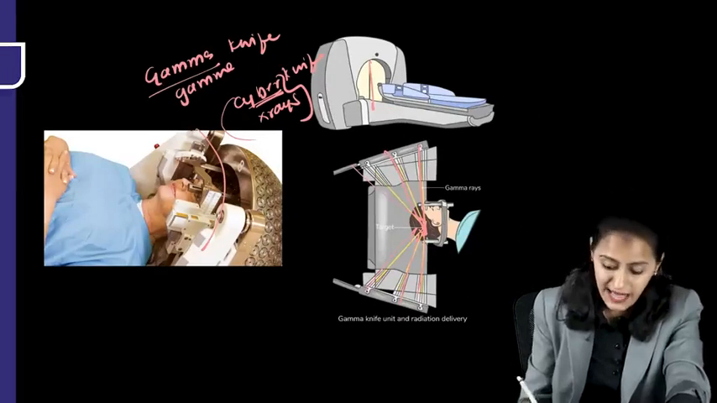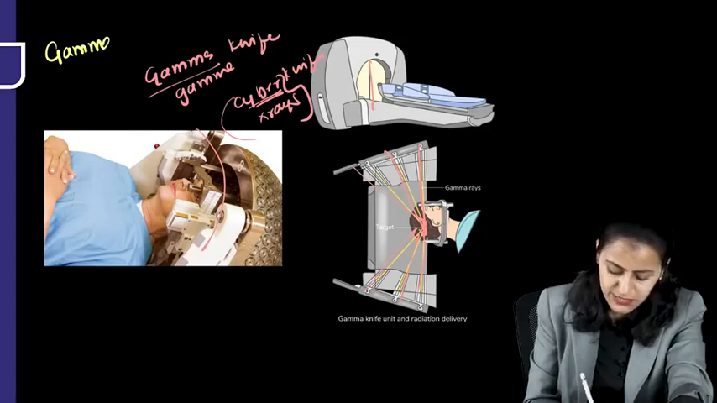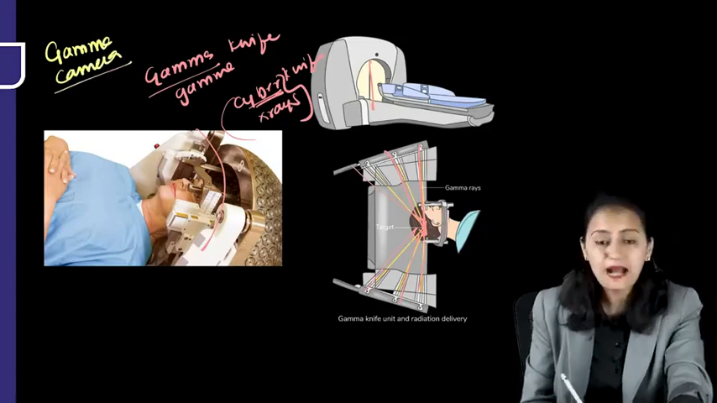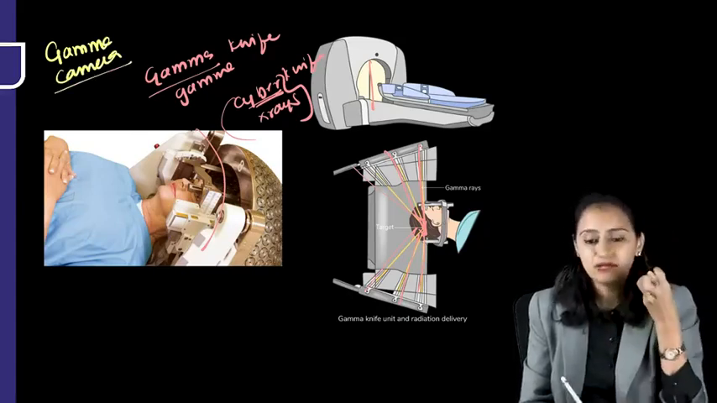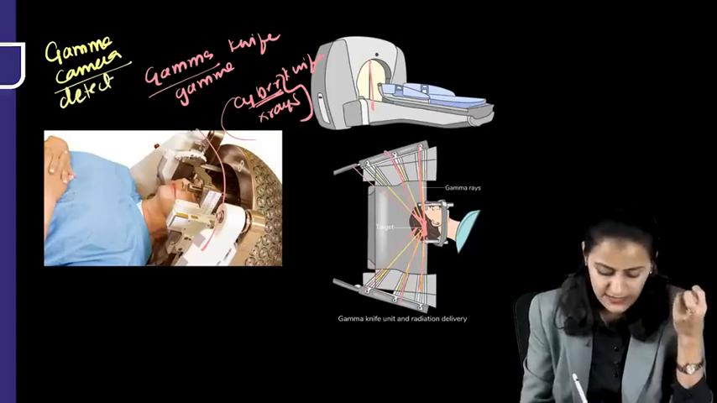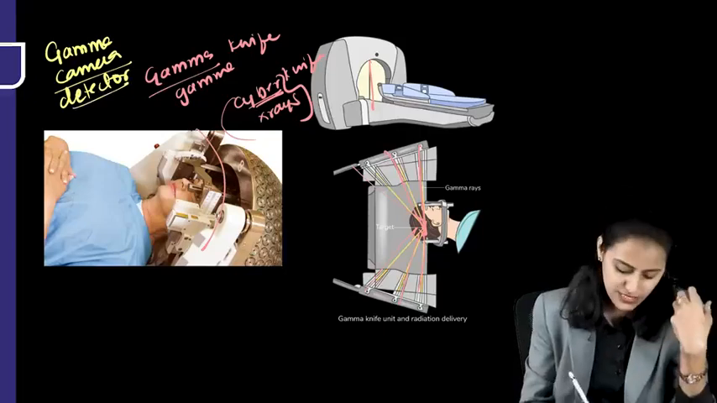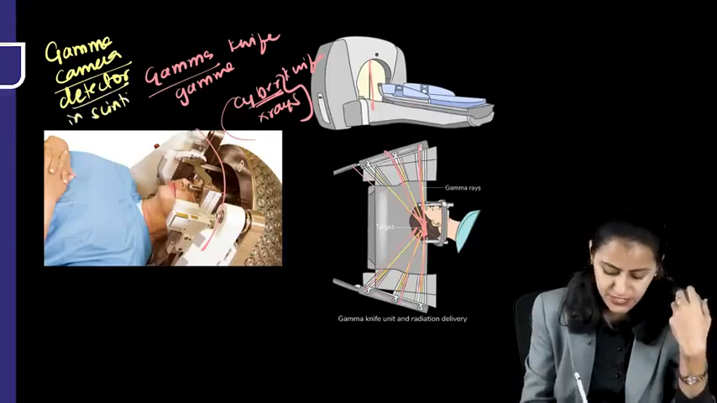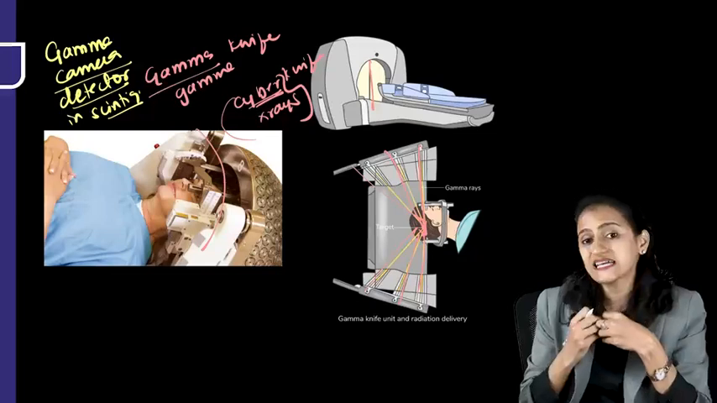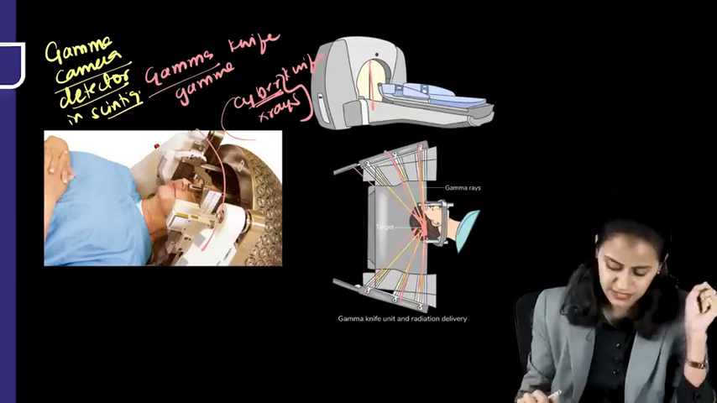And what is gamma camera? Do not confuse this with gamma camera. Gamma camera takes the images. So basically it is the detector which is used in nuclear medicine. It is a detector used in scintigraphy. Okay, so remember, gamma camera is the detector. It is not used for radiotherapy.